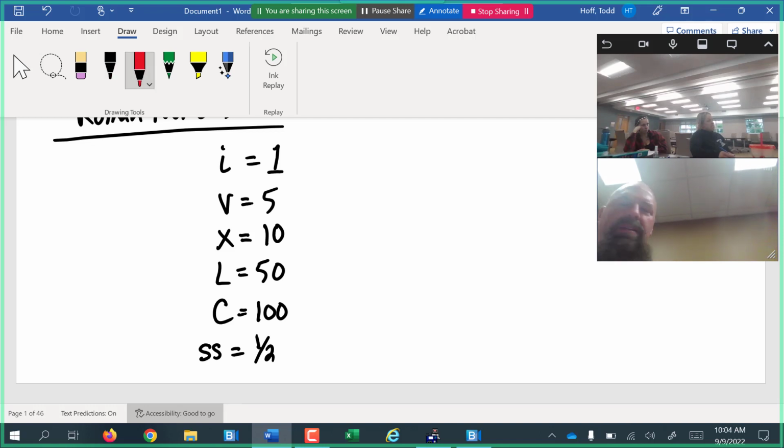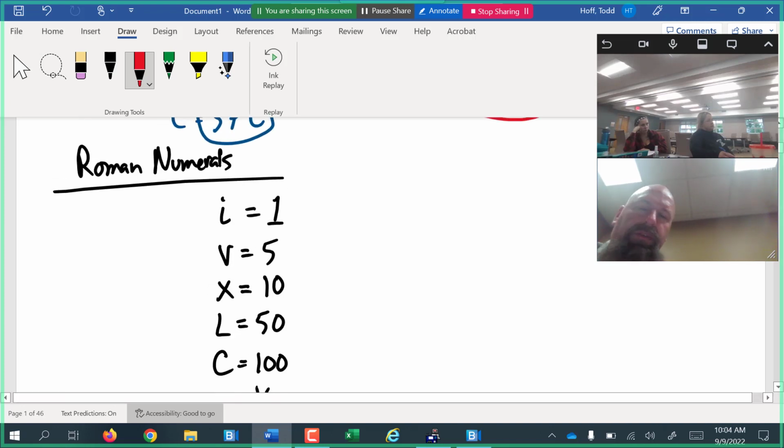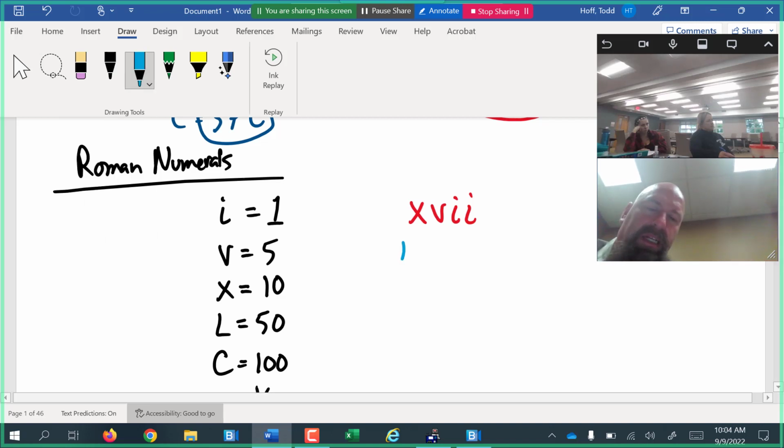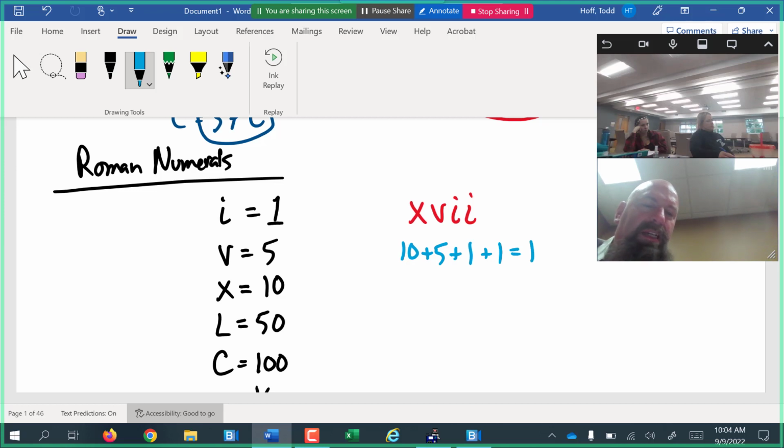Different from our standard system, where it's just a place value, the Roman numeral system is an additive system, but there is a relative place value. So if I have something like XVII, what that is saying is we take the value of those symbols and just add them together. X is 10, plus V is 5, plus I is 1, plus another 1. That adds up to 17.